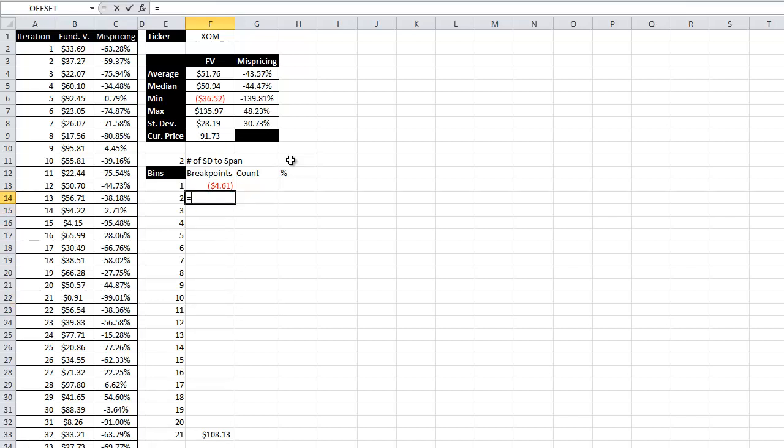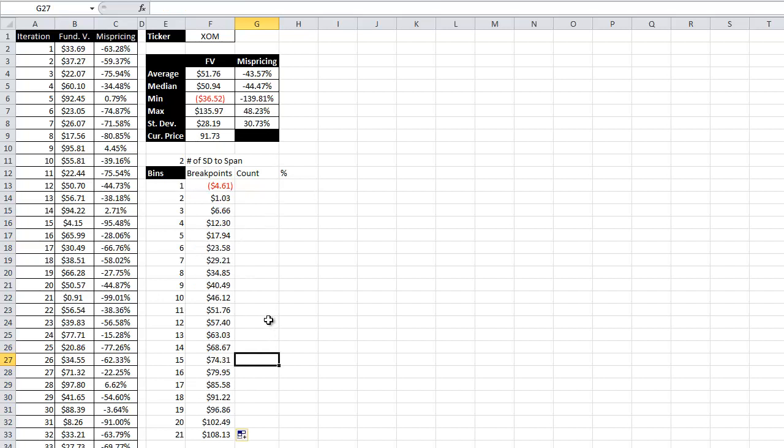We're going to say, to get the second breakpoint, start with the first breakpoint, but add on the difference between our max and our min divided by 20. And you need to lock in the F33 and F13. So all we're saying is we have to go from -461 up to 108.13, and we have 20 steps or increments to get there. So if we do that, it should look pretty good. And like I said, the 11th bin should essentially be our average if we do it that way.